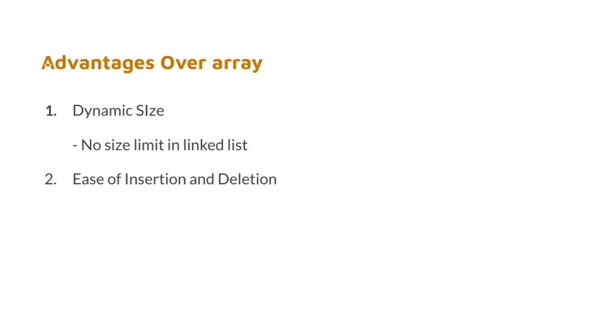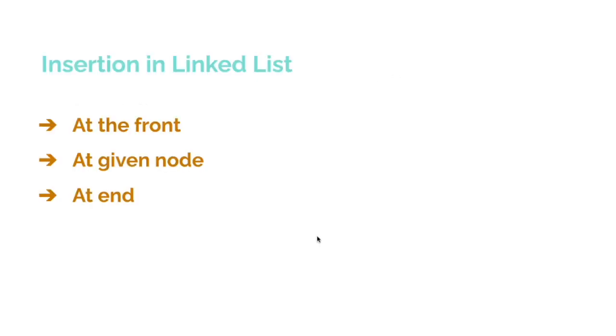Second advantage is ease of insertion and deletion. So in case of array, if you want to insert a new element, then you need to shift the other elements, or if you want to delete it, then also you need to shift the other elements. But in case of linked list, insertion and deletion are kind of easy. So let's see how we can perform insertion operation in linked list. If you want to perform insertion operation in linked list, either you can add any node at the front, or at any given node, or at the middle we can say, or at the end.